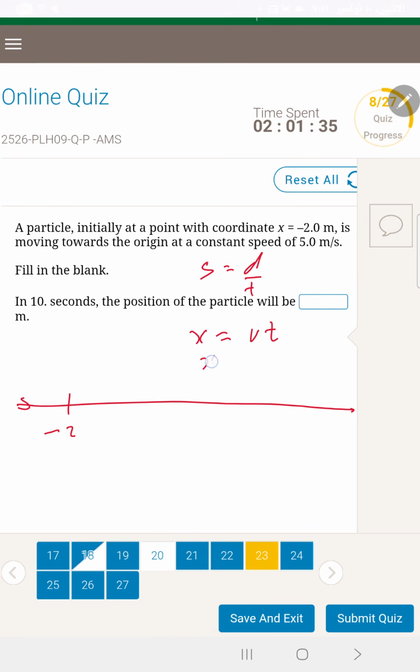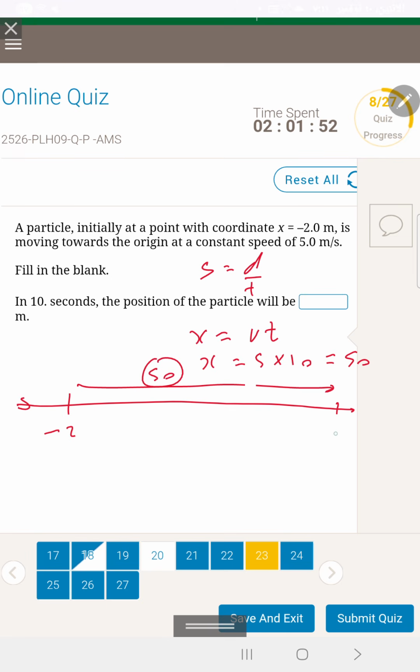So let's calculate the displacement in 10 seconds. The velocity is 5, times 10, which is 50 meters. So now it must move 50 meters to the right. After moving 50 meters to the right, it will be at a position of 48, because it started at negative 2, moving 50, it will be at 48. So here, the position will be 48. Be careful, they want the position, not the distance.